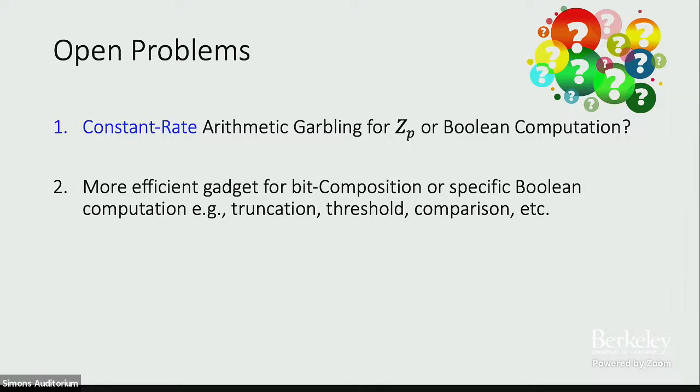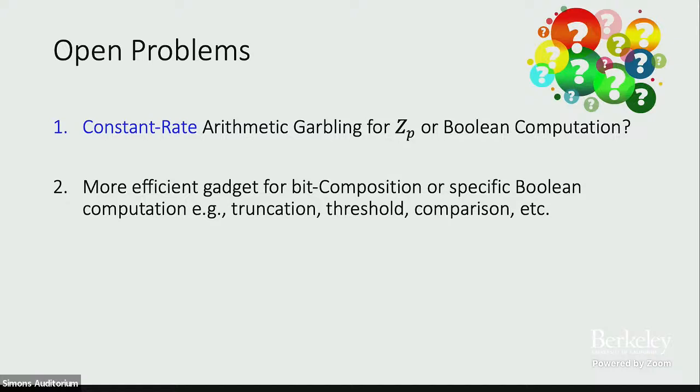But what stops us in bounded integer computation? If we want to think big, what about constant rate Boolean garbling? And constant rate Zp garbling? Who says we cannot do that? And for the mixed computation that I didn't tell you about, I think it has some potential for practical applications.